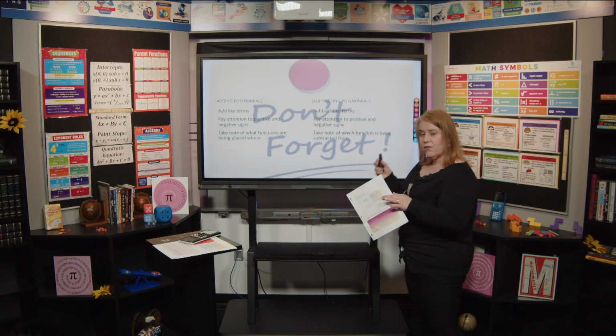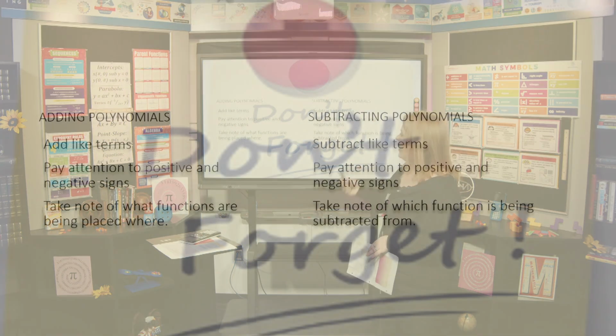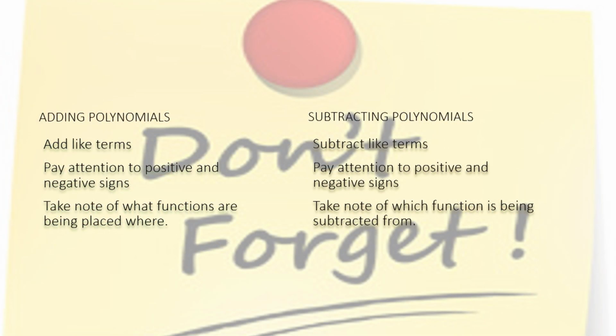One thing, or several things, that we don't need to forget: when I'm adding polynomials, I have to add and subtract like terms. Always paying attention to those positive and negative signs. I'm taking note of what functions are and where they're being placed and how I am doing operations with them. When I'm subtracting, I'm also subtracting like terms. I'm paying attention to those positives and negatives, making sure I know where they're being placed in those functions.